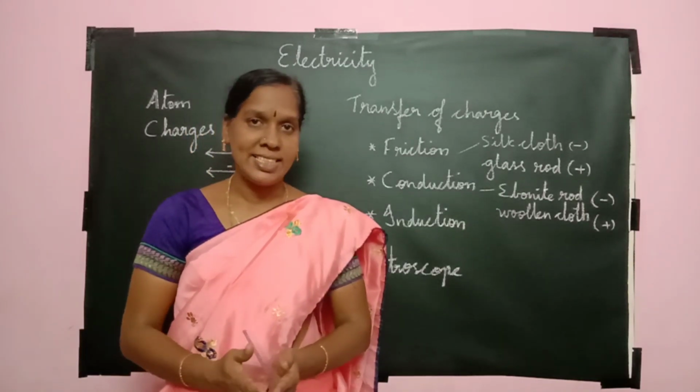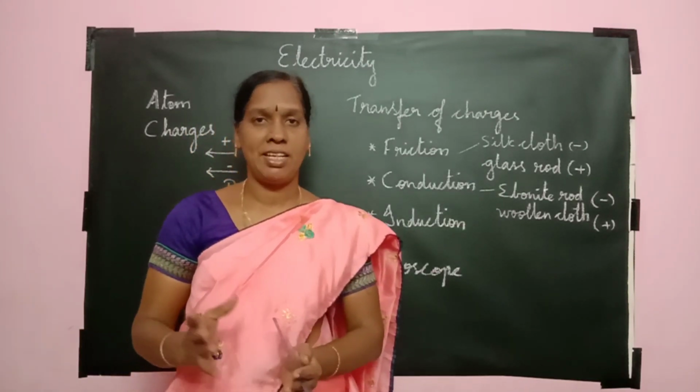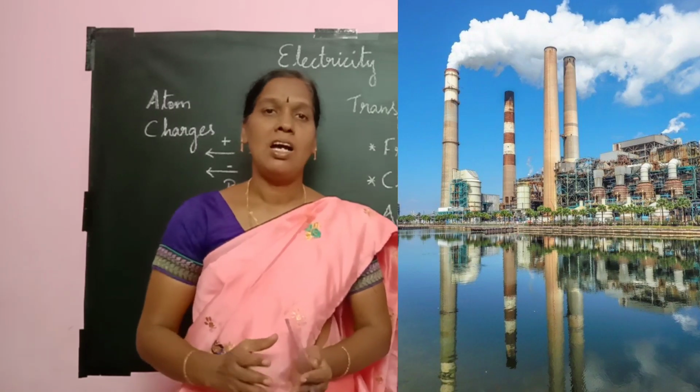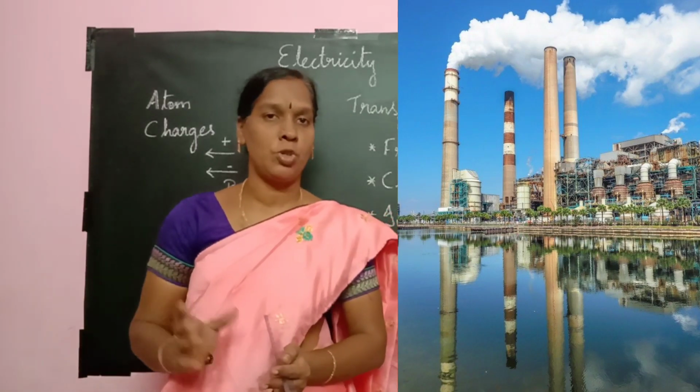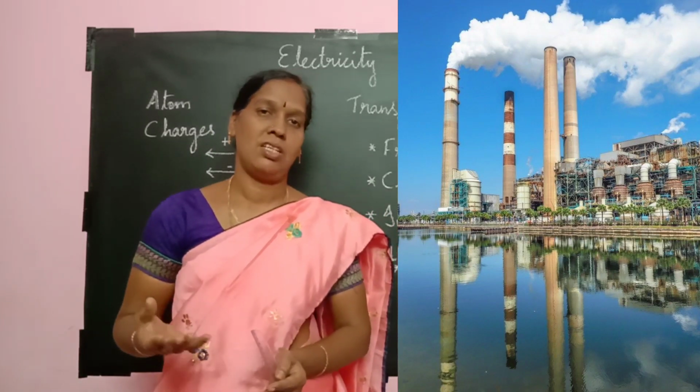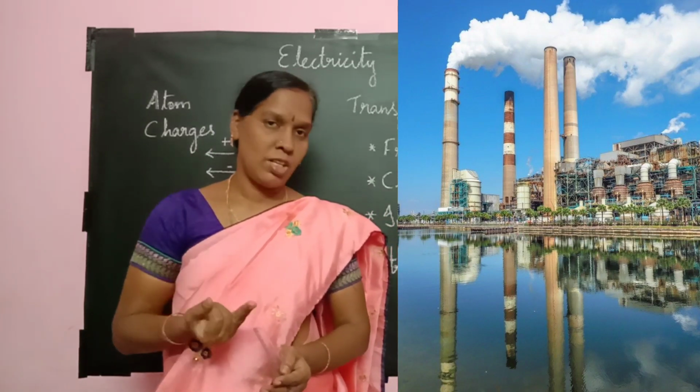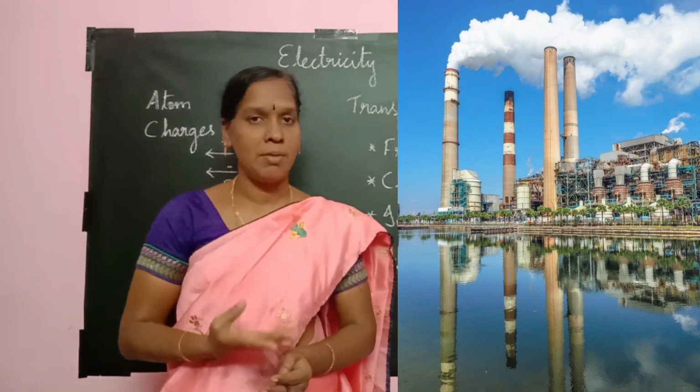So where do we get electricity? The electricity we get from the power station. A power station is a place where electricity is produced on a large scale by means of various sources. There is wind energy, solar energy, nuclear energy and then thermal energy.